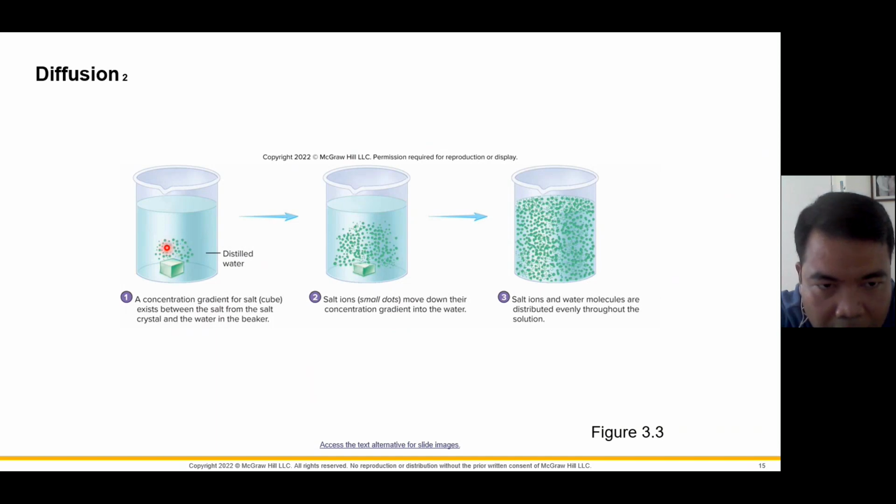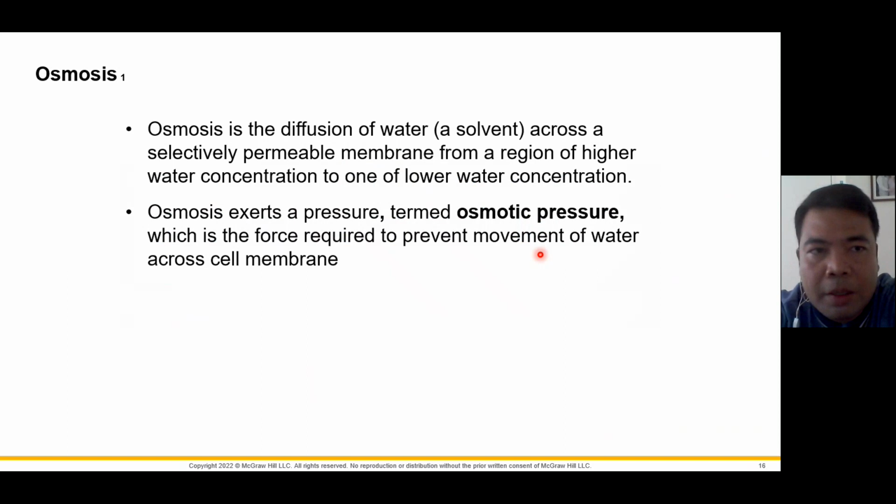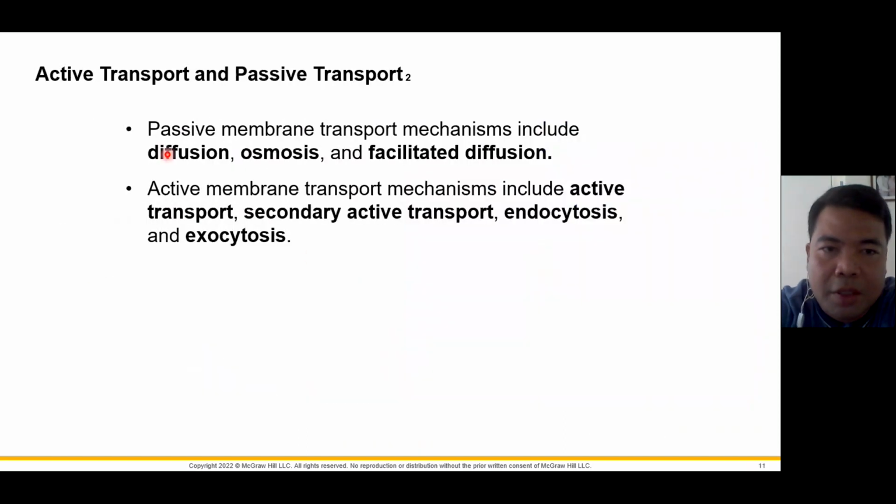If initially there is higher concentration here and lower concentration on the other parts of the beaker, so the salt molecules now move from areas of higher concentration to lower concentration until such time that the salt molecules or salt ions are distributed evenly all throughout the solution. Again, that's called simple diffusion, or diffusion. Now, the second type. Tapos na tayo sa diffusion. So let's go to the second type of passive transport, which is osmosis.